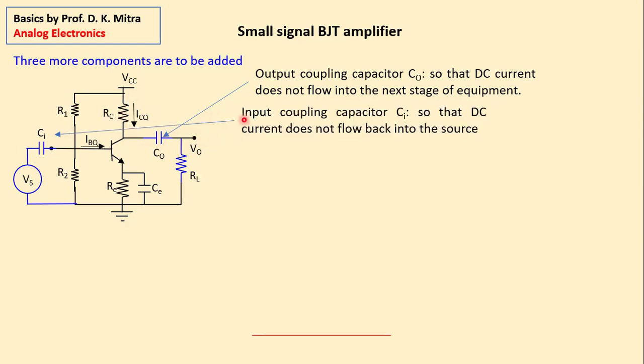Next is the input coupling capacitor CI. Why do we need this? So that the DC current from VCC does not go back into the signal source.